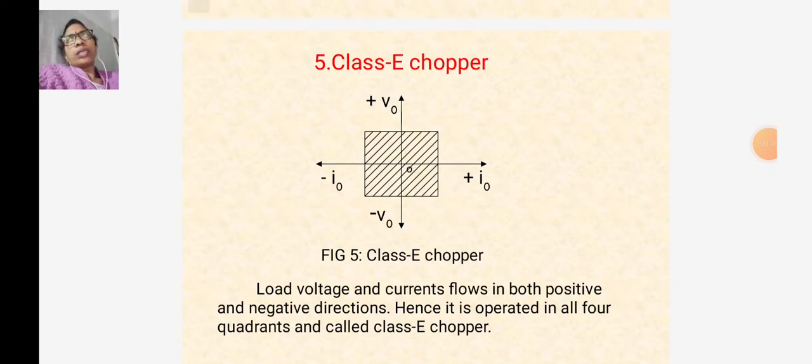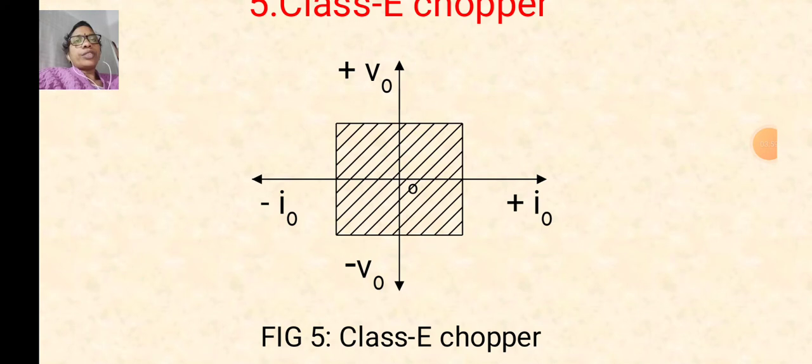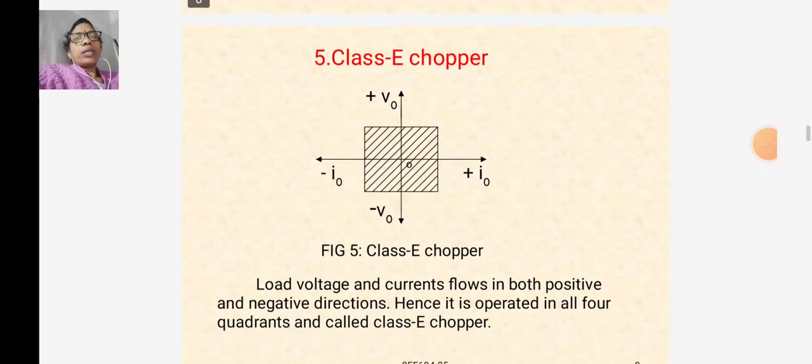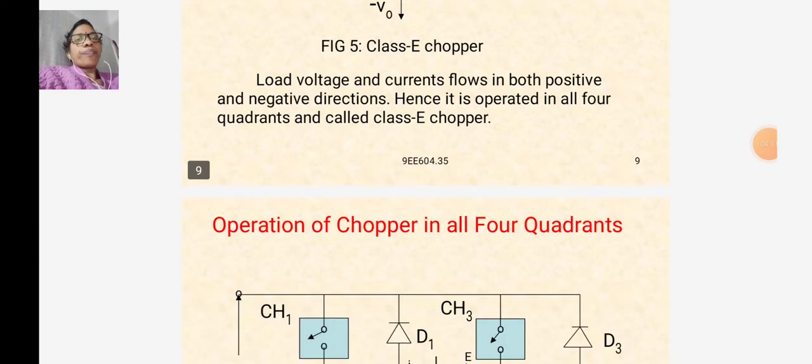Finally, it is the class E chopper. In this chopper, voltage and current flow in both positive and negative directions. Hence, it is operated in all four quadrants and called class E chopper. So, this is the four quadrant chopper. The output voltage will be positive and negative and the output current will be positive and negative. So, these are the classifications of choppers.